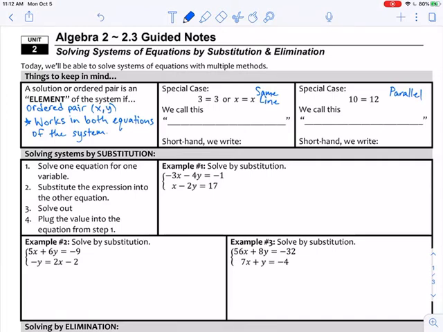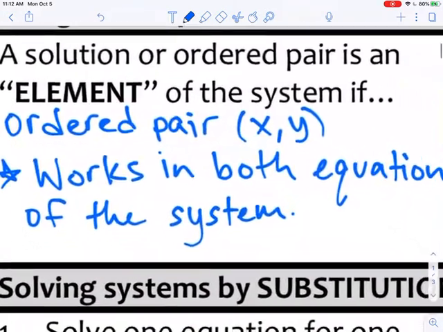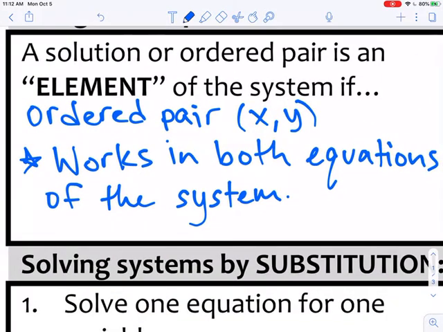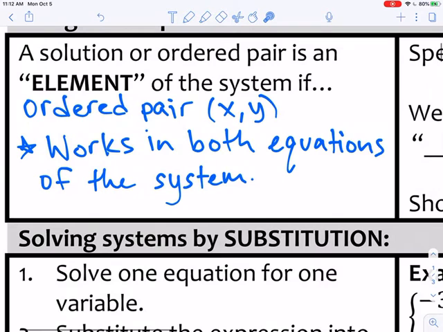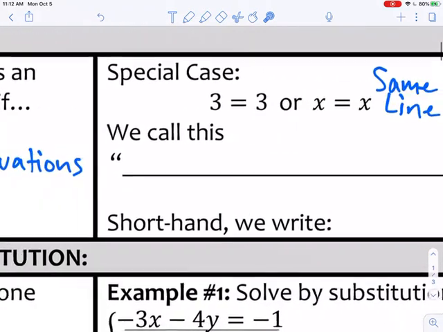All right, so just to start off, let's talk about a solution or an ordered pair in a system. We're always going to have our ordered pair be an xy coordinate. And what that means is that x and y are going to be plugged into both equations and work. We'll get our answer as an xy, and if I plug in x and y, it will be true on both equations, not just one.